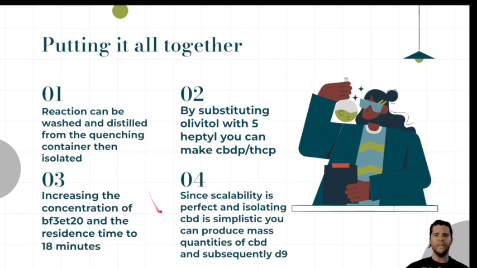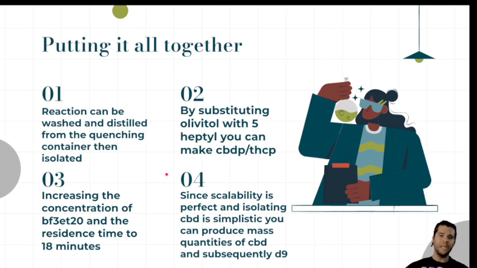Now, number 3, here's the important part. Increasing the concentration, doubling the concentration is a better word. By doubling the concentration or the moles of BF3·Et2O in the same DCM that you're using and increasing the residence time to 18 minutes, this is going to allow you to reverse make that THC at 55%.